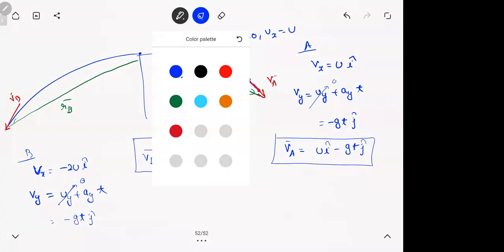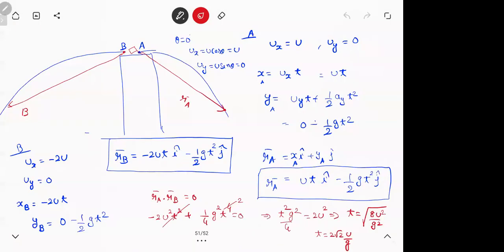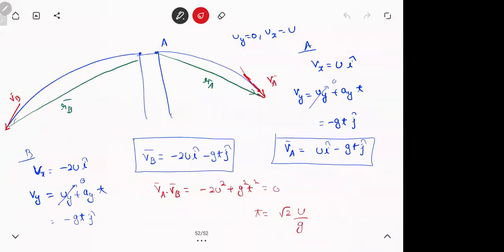Now what are you asking? When will they be perpendicular? Dot product, VA bar dot VB bar. That would be minus 2u square plus g square t square is 0. So from here we get time is root 2 u by g. Clearly see, the answer is different. You had 2 root 2 u by g. Here it is root 2 u by g. This is half of the previous time.